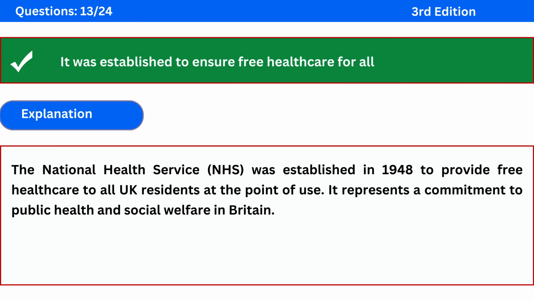The correct answer is, it was established to ensure free healthcare for all. Explanation: the National Health Service, NHS, was established in 1948 to provide free healthcare to all UK residents at the point of use. It represents a commitment to public health and social welfare in Britain.